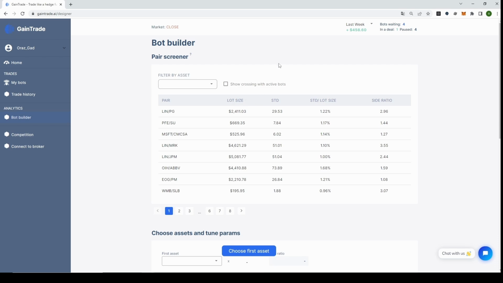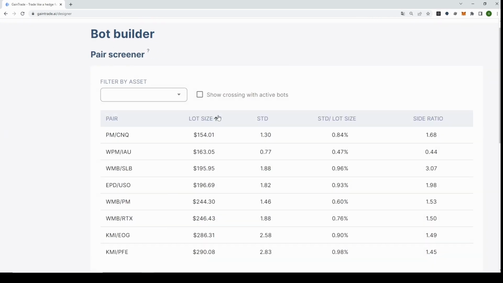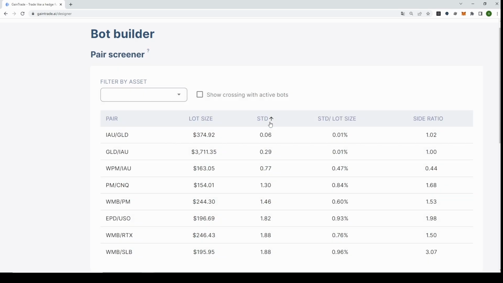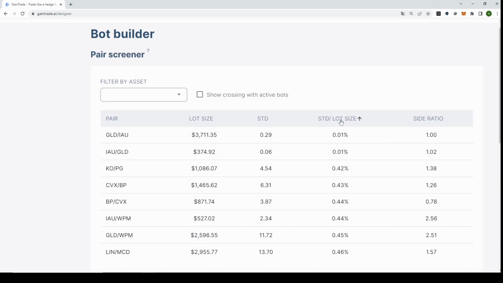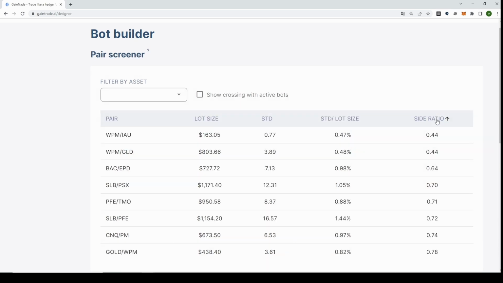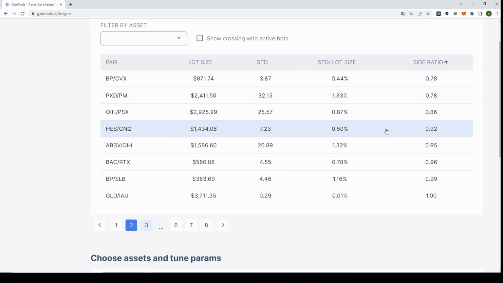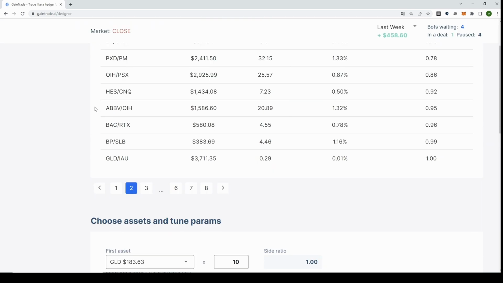The trade pair screener allows you to choose based on the indicators that are most interesting to you. Lot size. Standard deviation, STD, average. STD to lot size ratio. The higher the percentage, the higher the profit potential. Side ratio. The ratio of volume in each pair, as mentioned earlier. The closer it is to 1, the more uniform the volume will be.